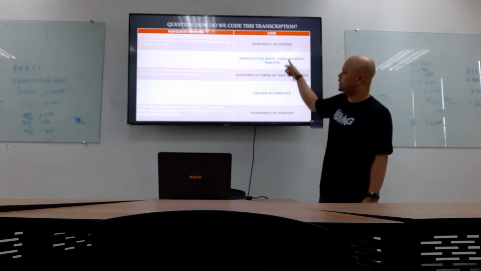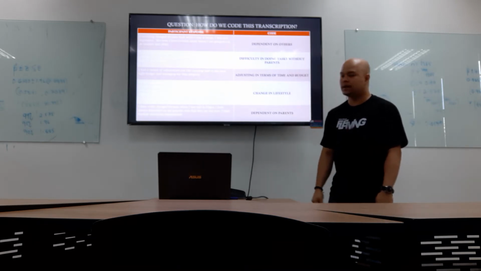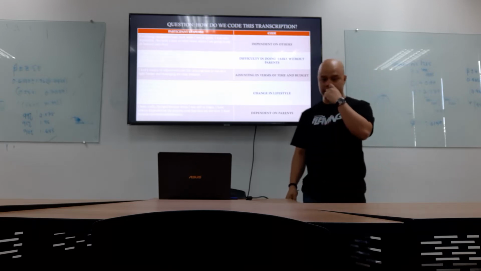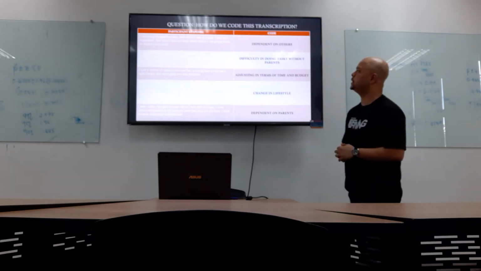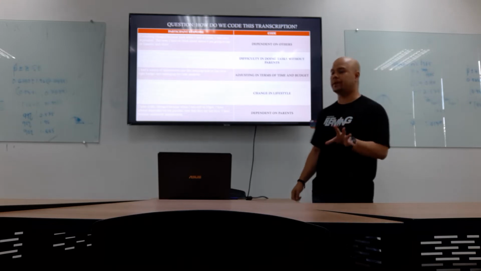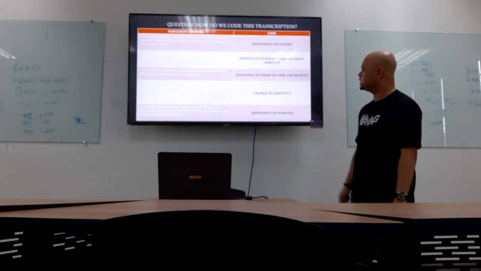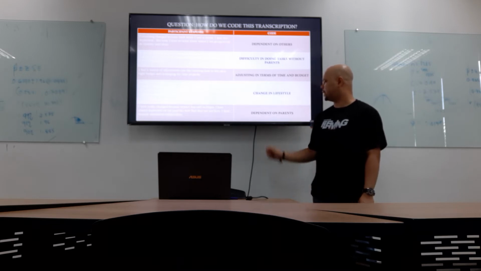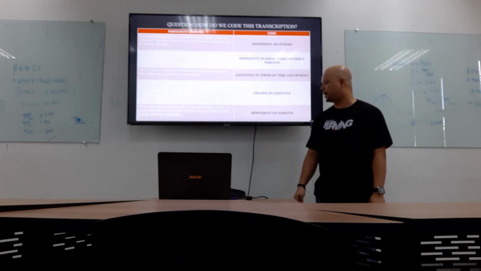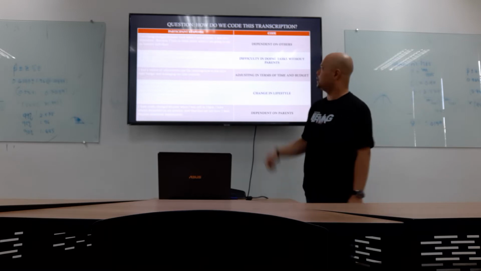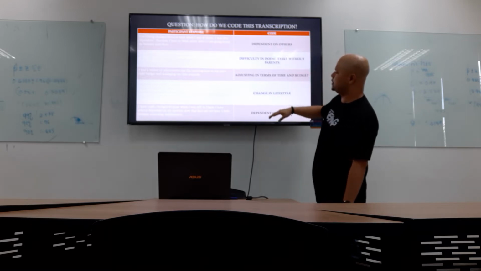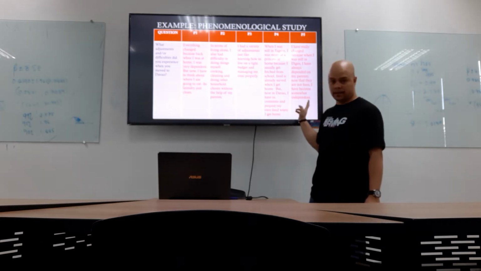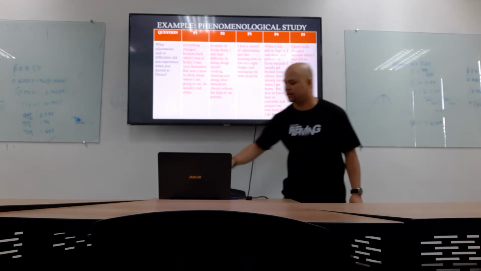Okay, these are the codes that we have developed. First code is dependency on others. Second code is difficulty in doing tasks without parents. Third is adjusting in terms of time and budget. Fourth is a change in lifestyle. And lastly is dependent on parents. Those are the codes that we have assigned to the statements that we can find right here. They are arranged in order.